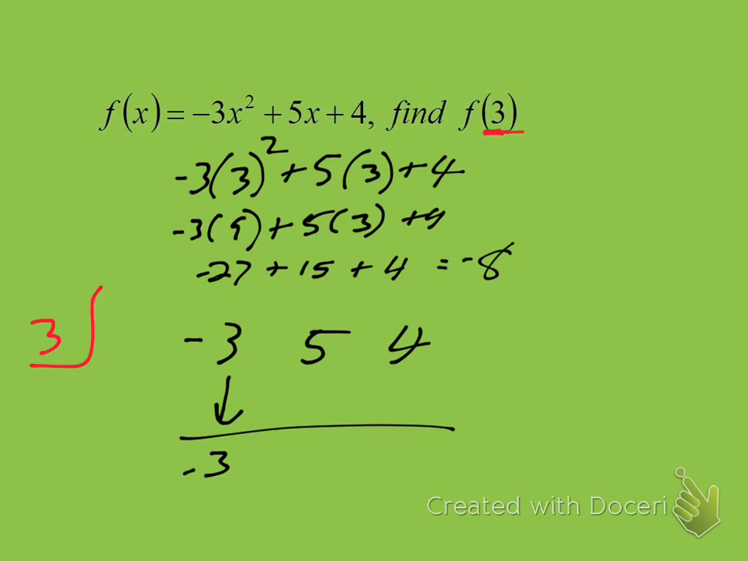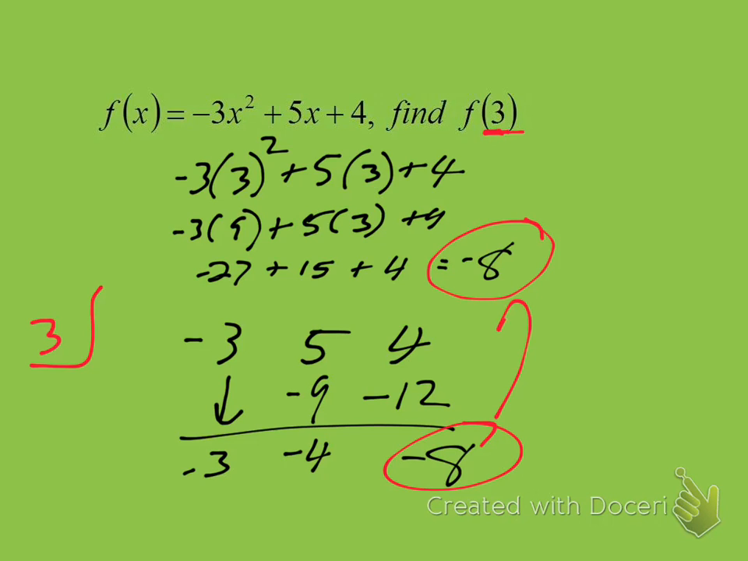You bring down -3. Multiply -3 with 3 to give you -9. -9 plus 5 gives you -4. -4 times 3 gives you -12. -12 plus 4 gives you -8. So on this type, since we're trying to do a shortcut to evaluating functions, instead of plugging this 3 in here and doing all this again, you just do this. And your answer is your remainder.